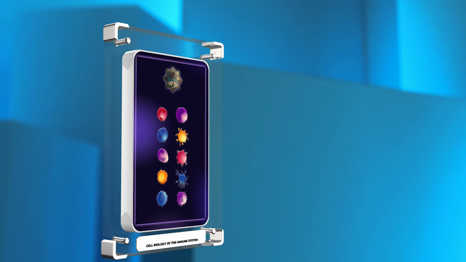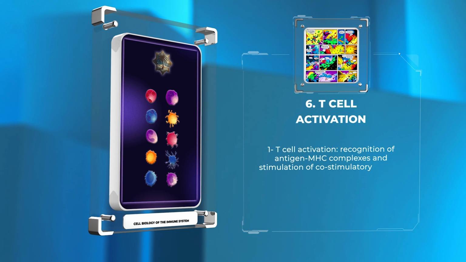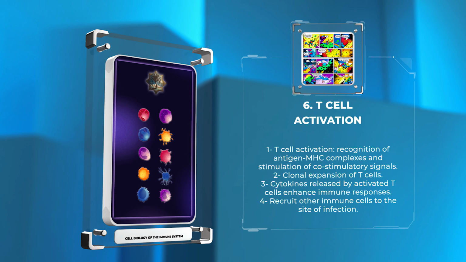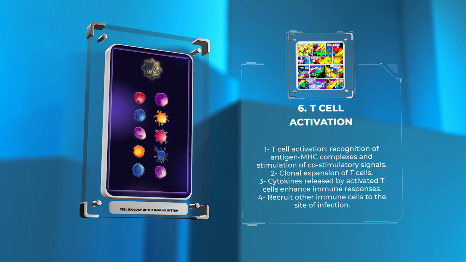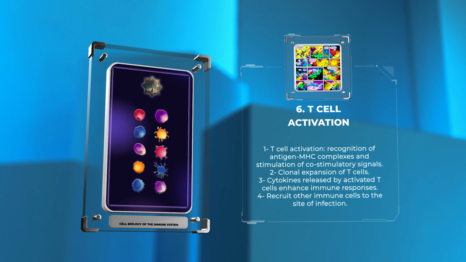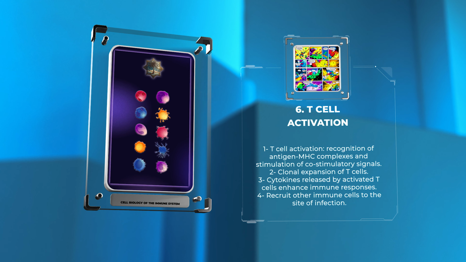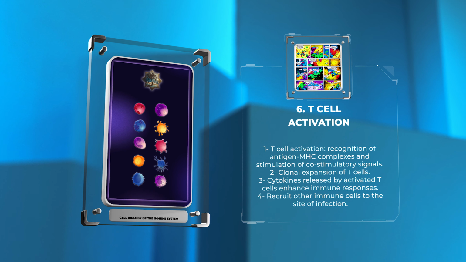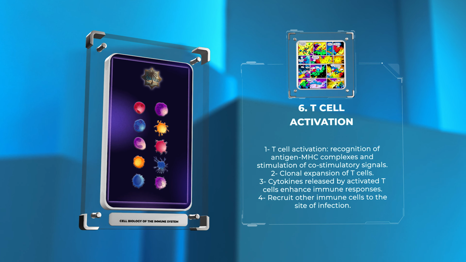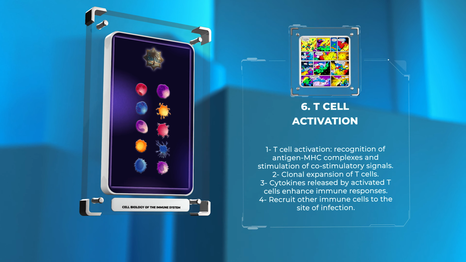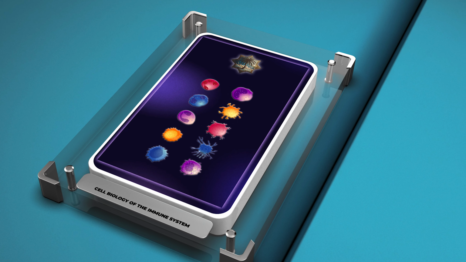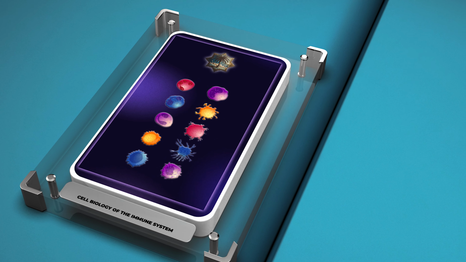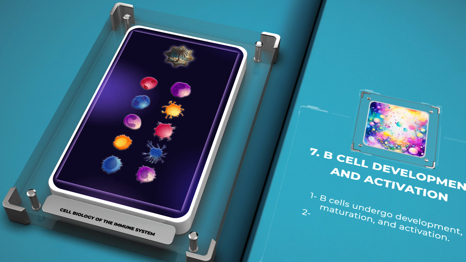T cell activation occurs upon recognition of antigen MHC complexes and stimulation of co-stimulatory signals. Upon activation, T cells undergo clonal expansion, giving rise to effector T cells capable of eliminating infected cells. Cytokines released by activated T cells play crucial roles in enhancing immune responses and recruiting other immune cells to the site of infection.